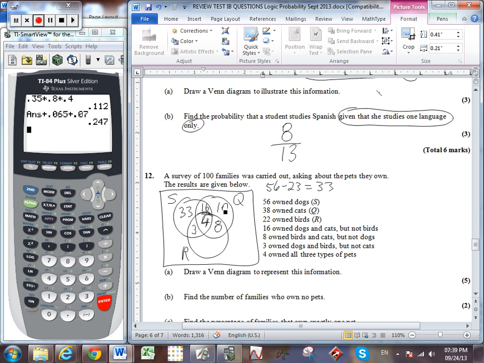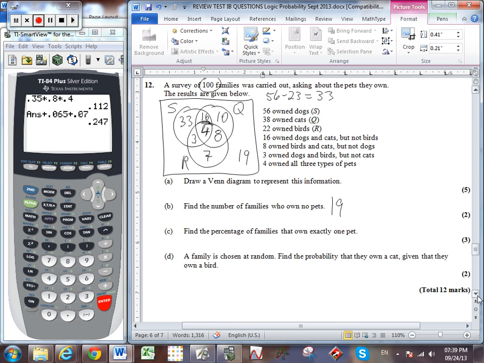And lastly, 22 owned birds. I've got 15 so far. Here's the other 7. Now if I add all of these up together, 33 plus 16 is 49, plus 10 is 59, plus 3 is 62, plus 4 is 66, plus 8 is 74, plus 7 is 81. But I surveyed 100 families. That leaves 19 others on the outside. And that's the answer to part B, so I've now done parts A and B.